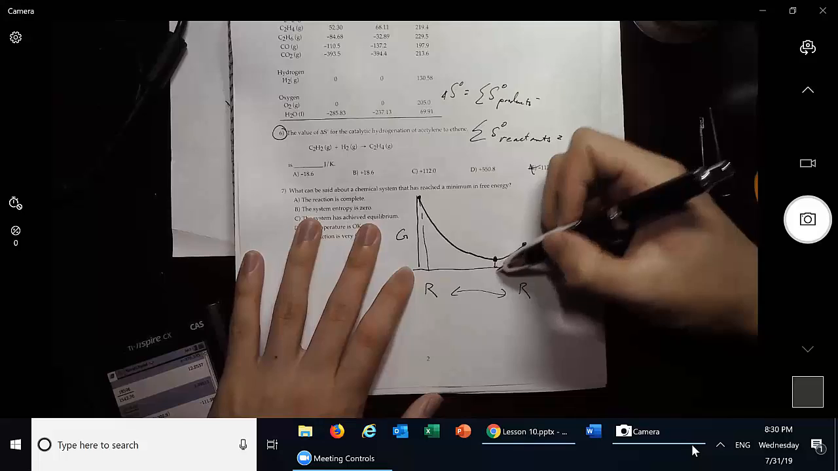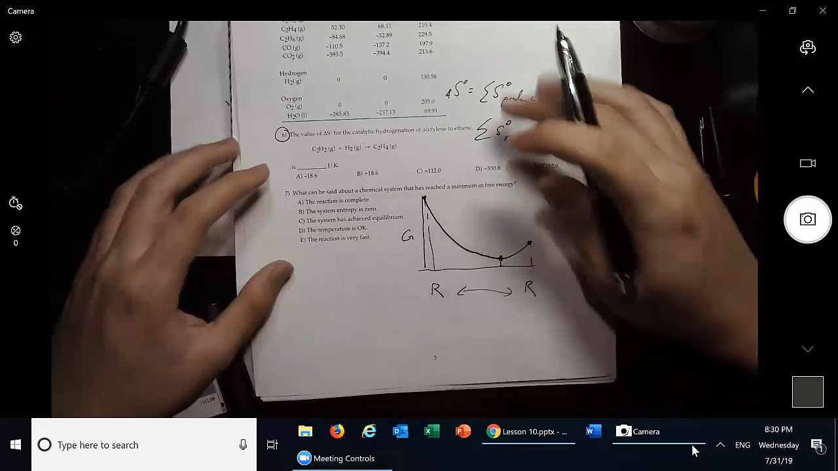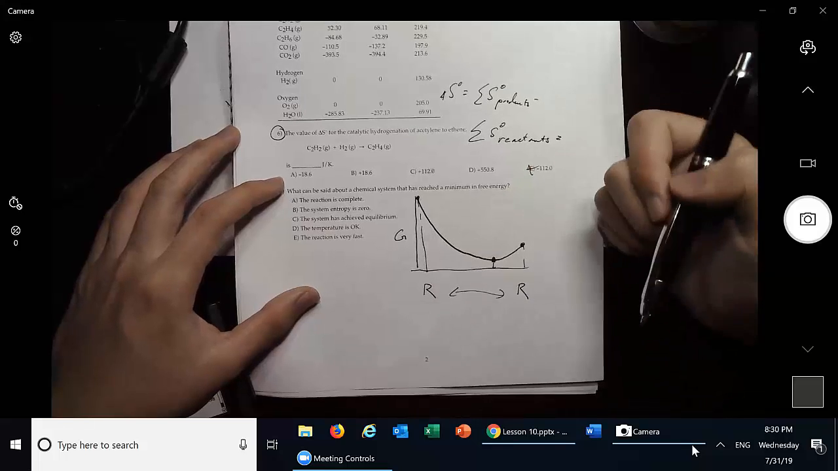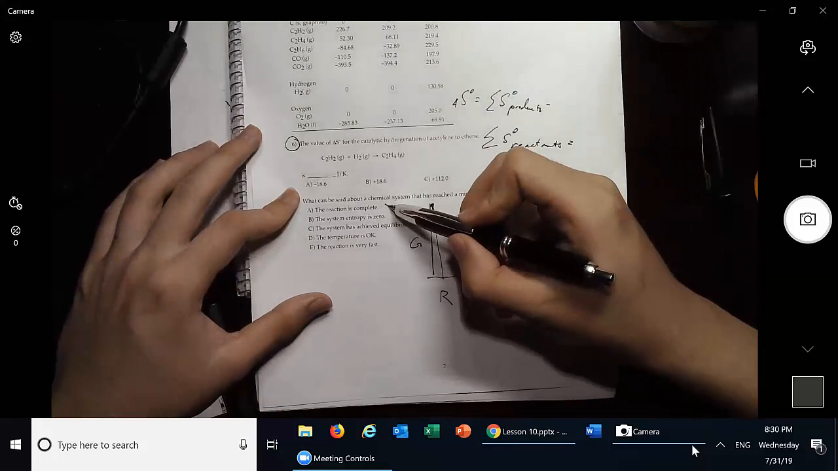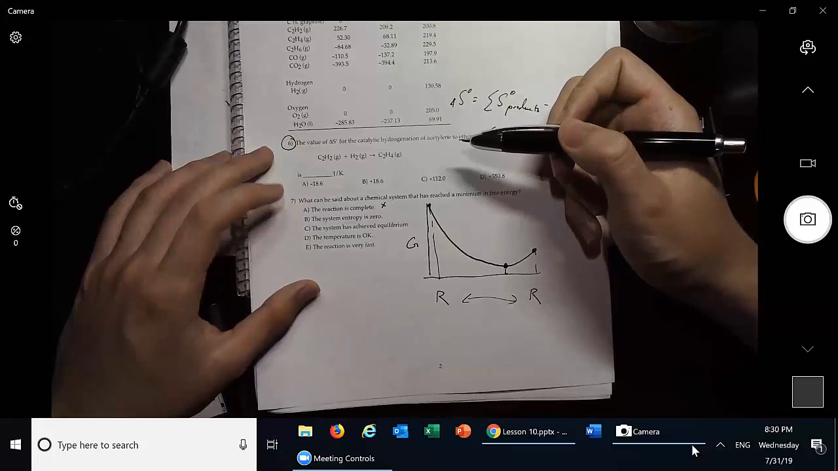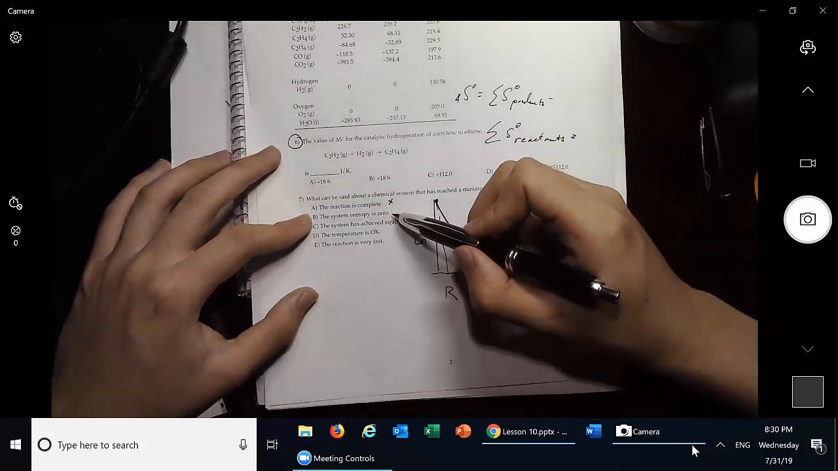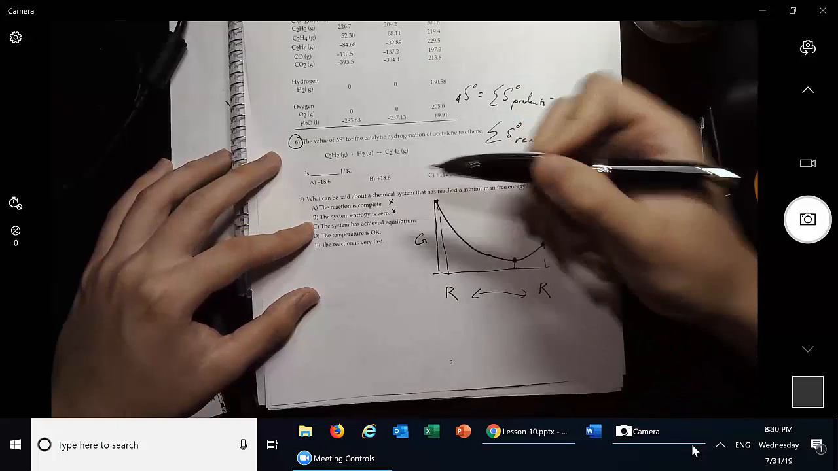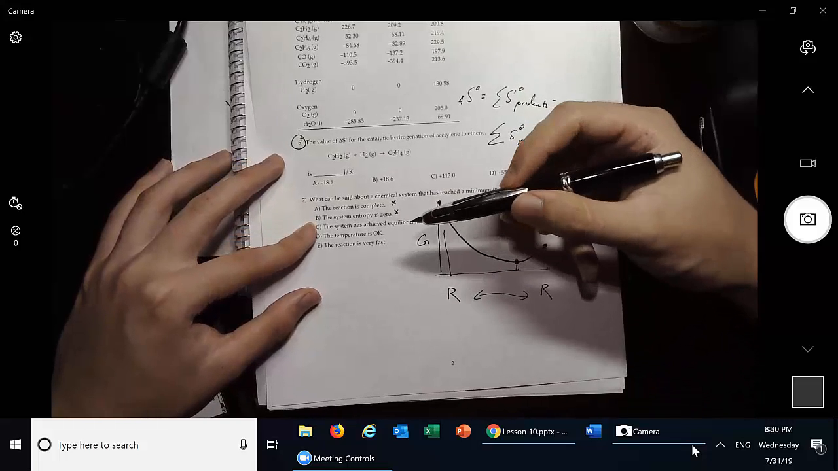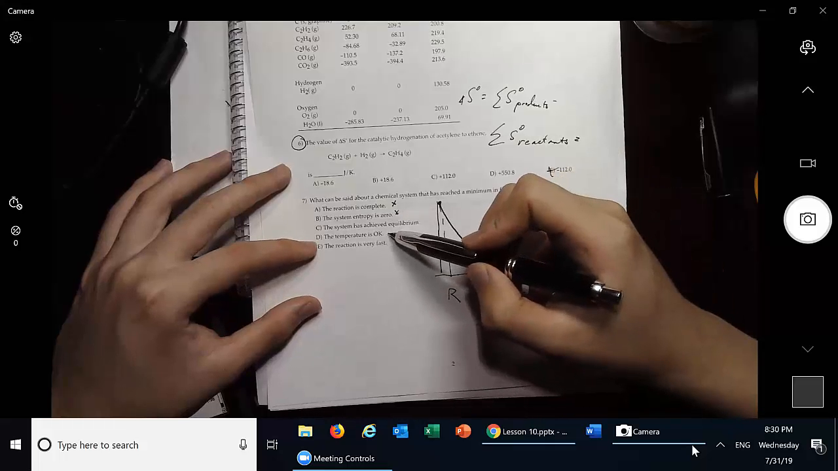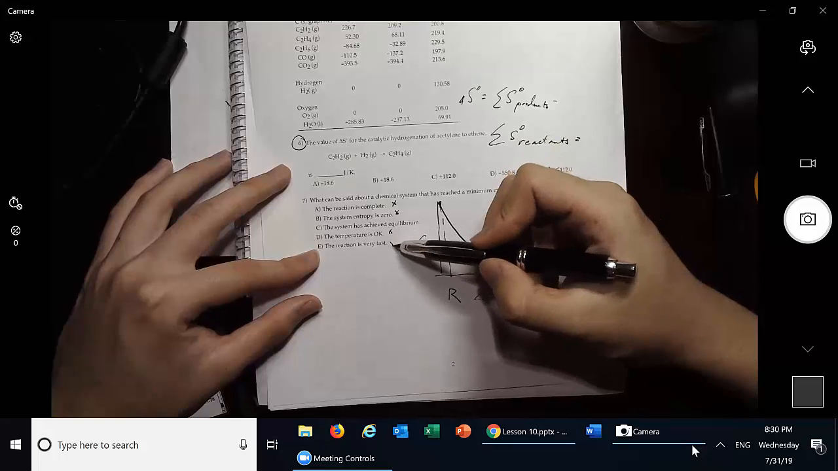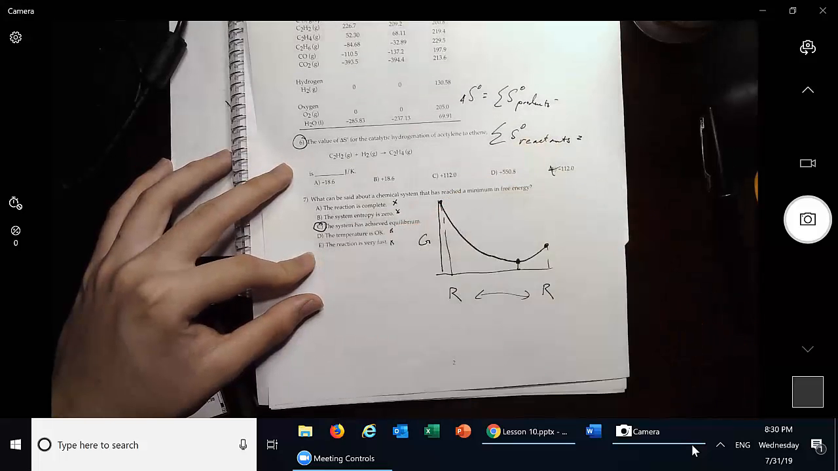Once we've reached this point, we've reached equilibrium. And notice that we have not gone completely from reactants to products, so the reaction is not necessarily complete. The system entropy is not going to be 0. We can't have zero entropy. It really only happens at 0 Kelvin. And the reaction and thermodynamics has nothing to do with kinetics. So C is the correct answer.